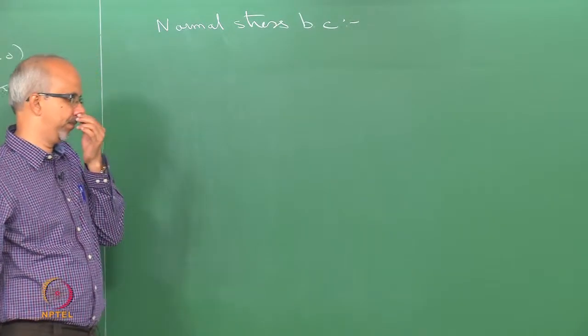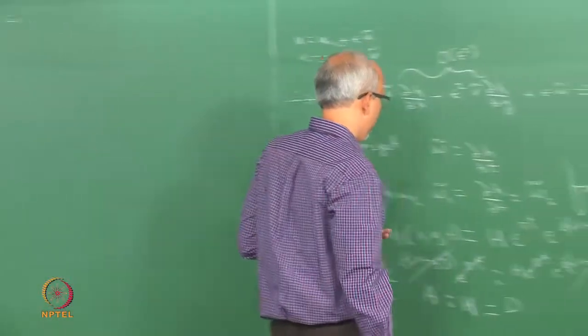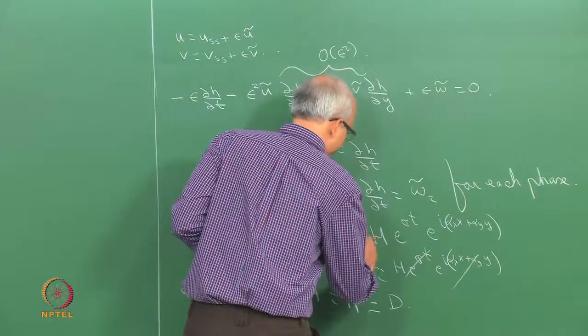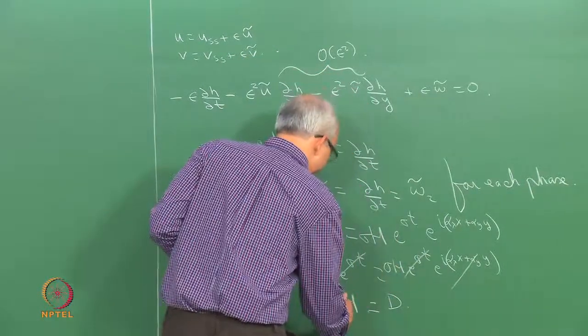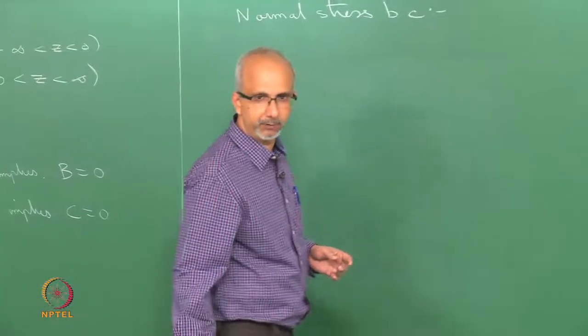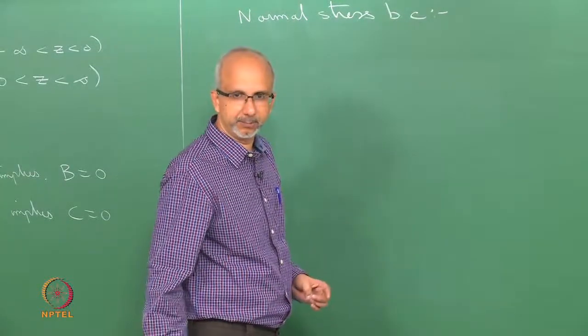It should be H sigma. You are absolutely right. I think it should be H sigma. When I differentiate this with respect to time, I would get a sigma here. Otherwise, I would have been in trouble very soon. So sigma is important.